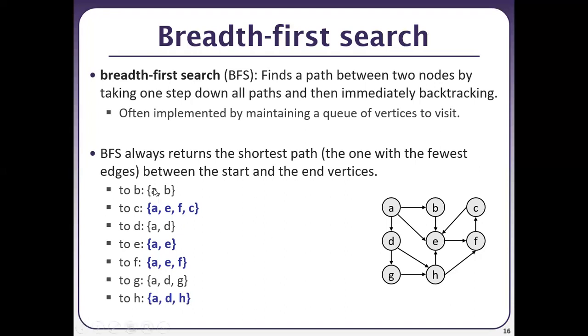The first step will be to write the adjacent edges for each node. For node B, the adjacent edges will be A, B, and for C, it is A, E, F, C, and for D, it is A and D, and for E, it is A and E, and F, A, E, F, G, A, D, G, and H, A, D, H.